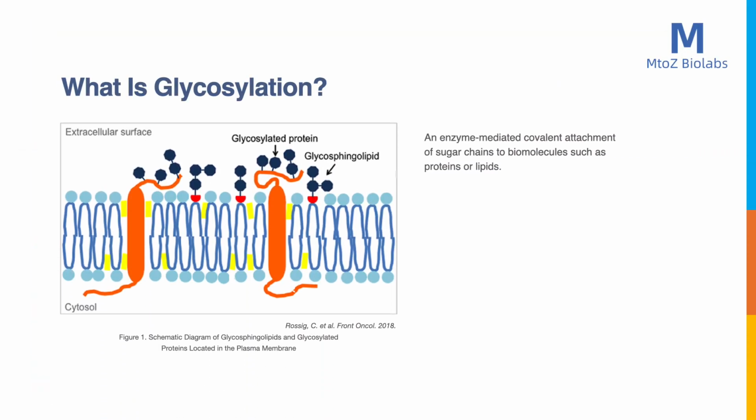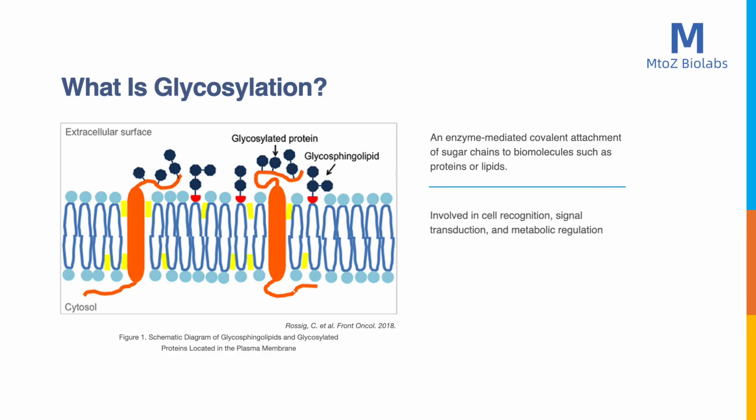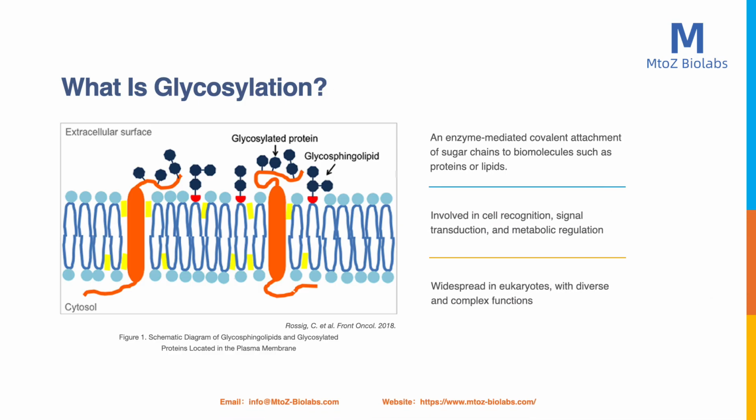Glycosylation refers to the enzymatic process by which monosaccharides or oligosaccharides are covalently attached to specific sites on biomolecules. In eukaryotic organisms, this modification occurs widely on proteins and lipids, playing essential roles in cell-to-cell recognition, signal transduction, and the regulation of molecular stability.